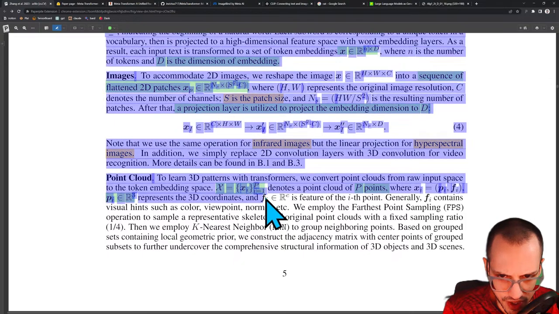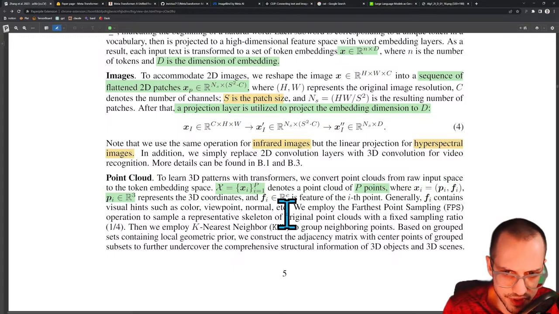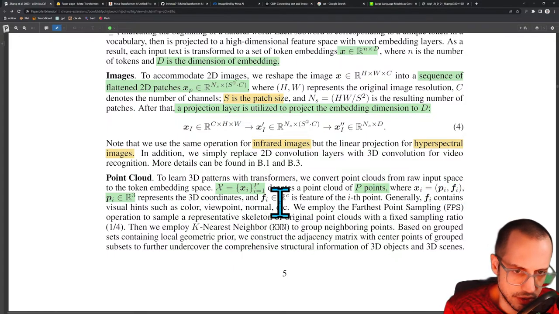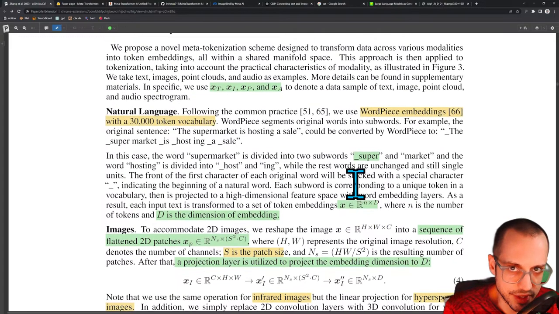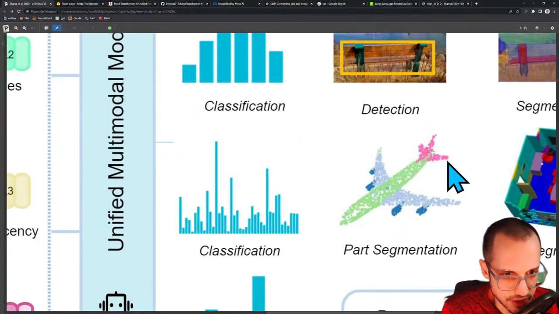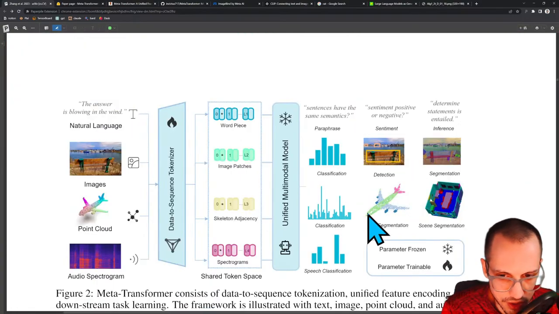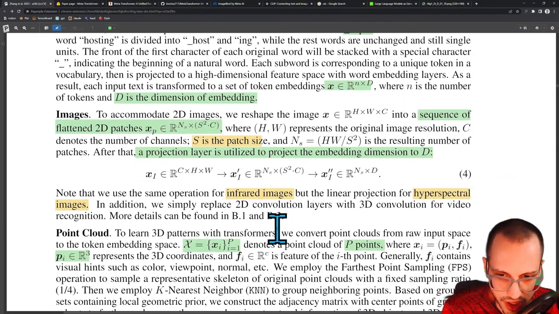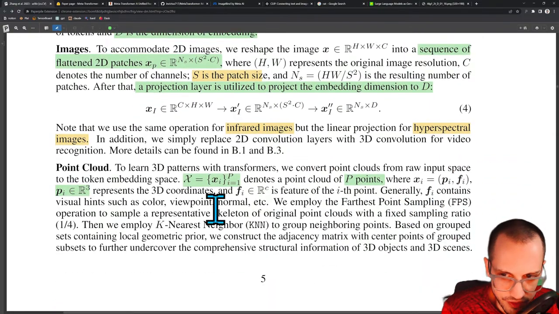So where are they getting this feature from? Sometimes the feature could refer to the class, right? Sometimes these point clouds are segmented, so the feature would represent, in this case, the body of the plane, the wings of the plane, the engines, and so on. So sometimes that feature is class related. "f_i contains visual hints such as color, viewpoint, normal." Okay, so actually this is what they're using.